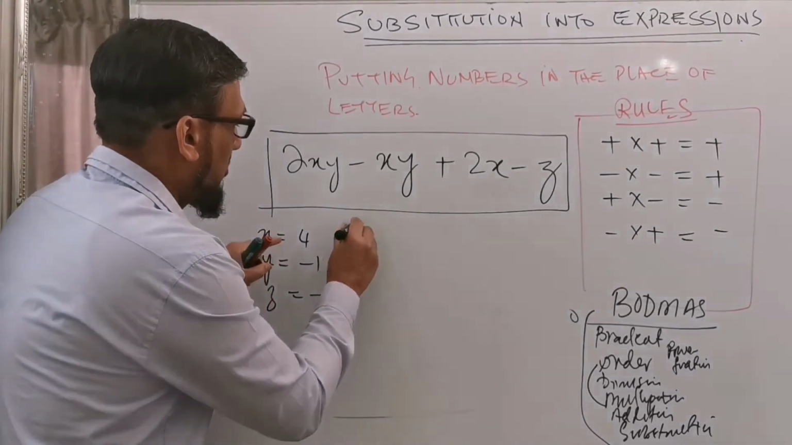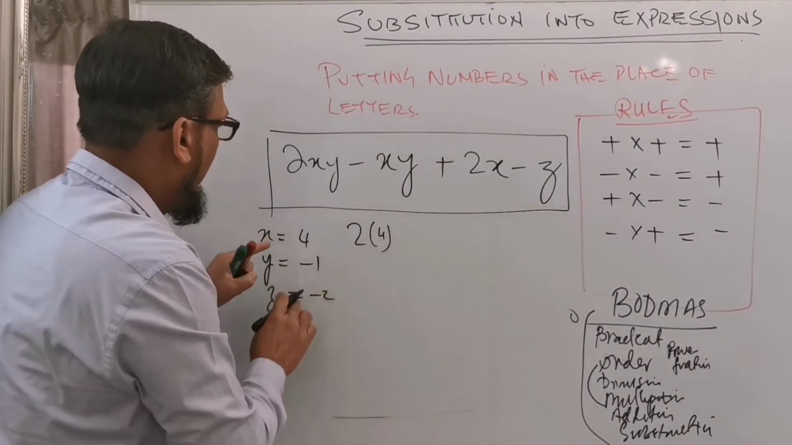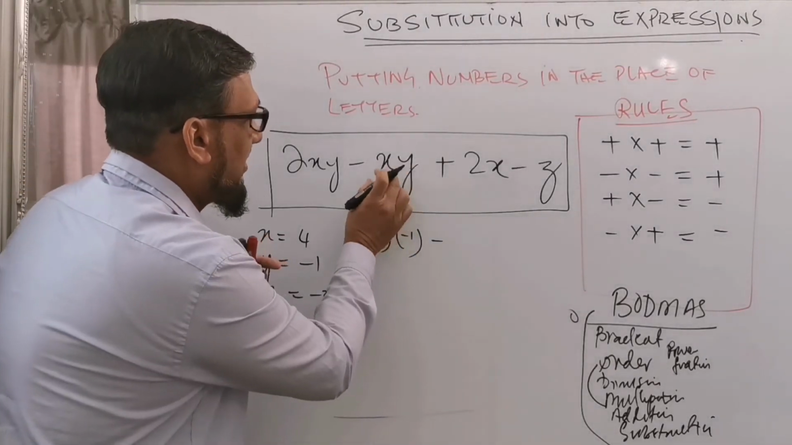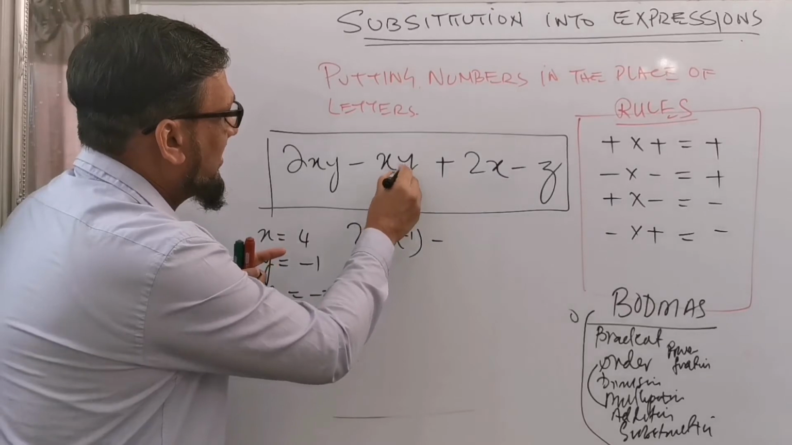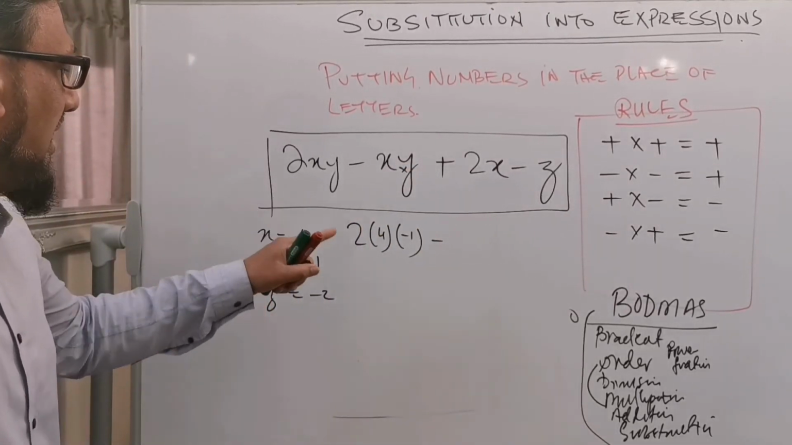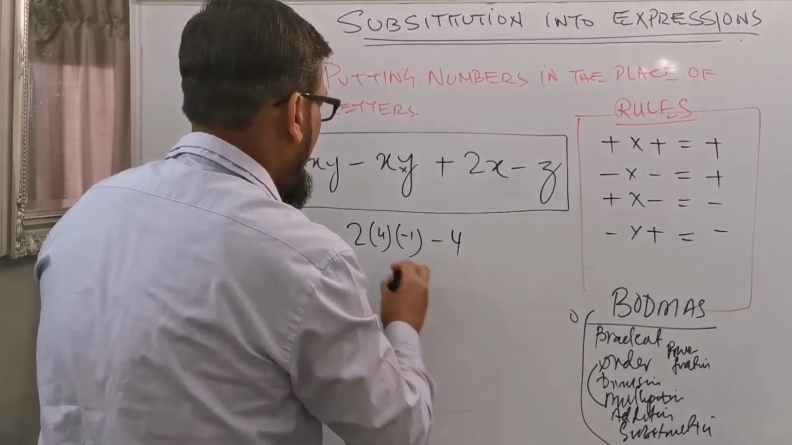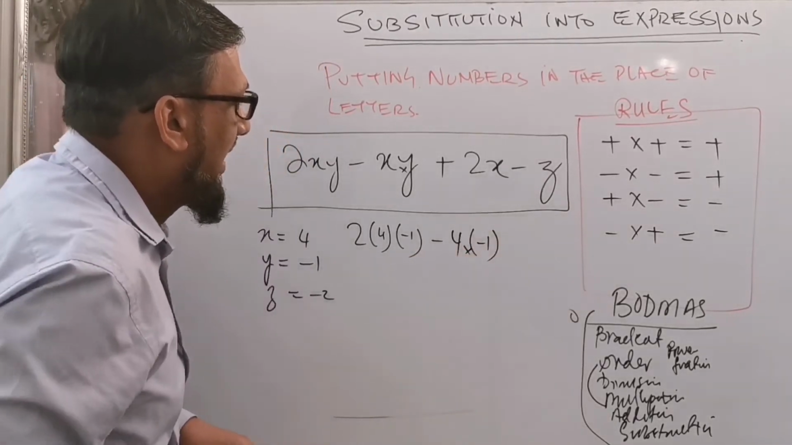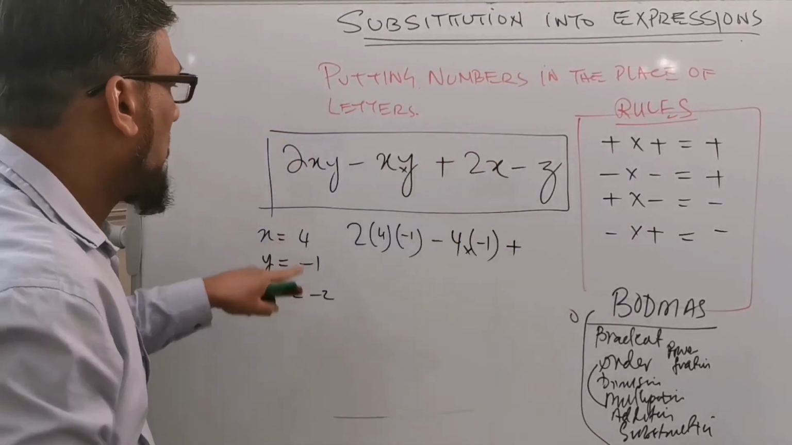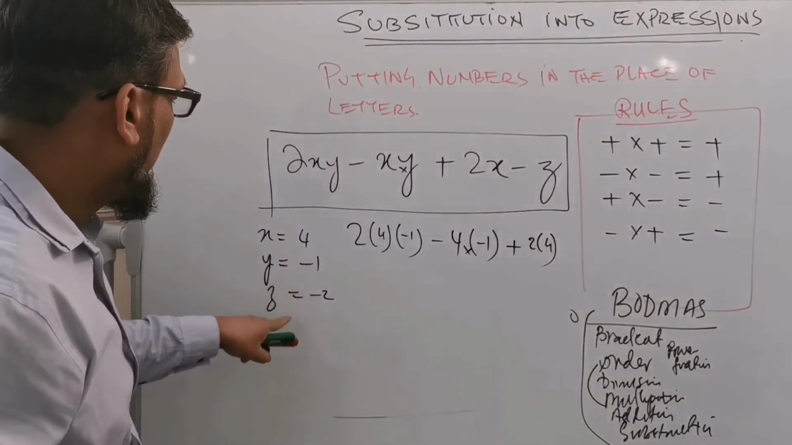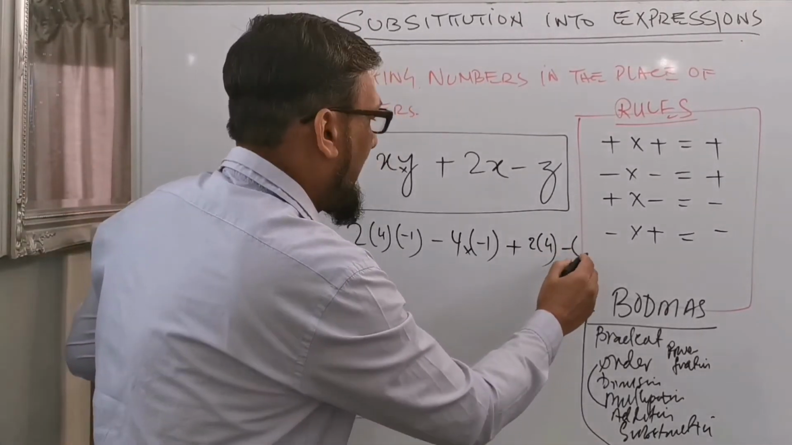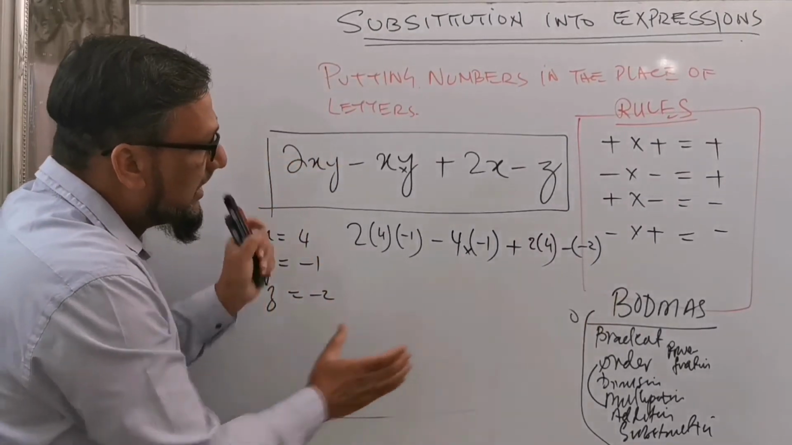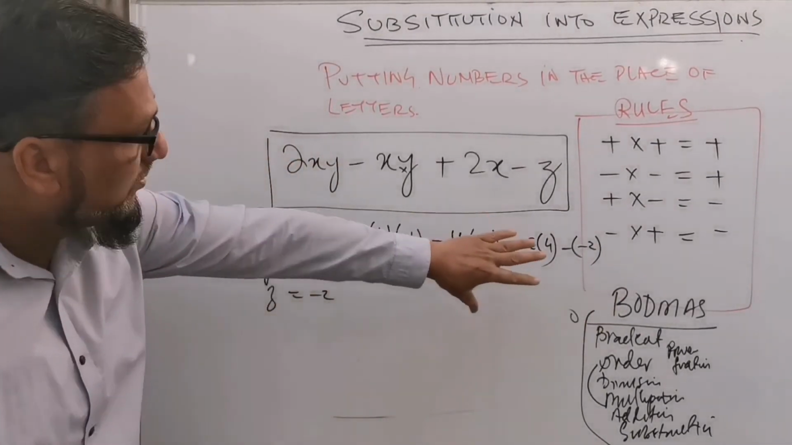2x means 2 times 4, and y means minus 1, and then the sign for the minus xy. xy means x times y, so 4 times minus 1, and then plus 2x, so 2 times 4, and z is minus 2 in a bracket. Now we substitute the given values and we need to simplify this.